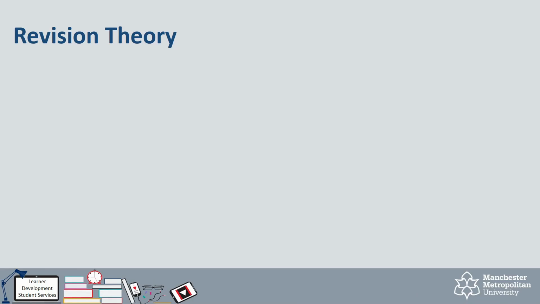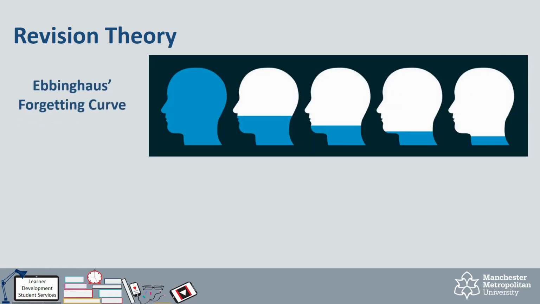Before we jump into successful practices specifically for maths and statistics, let's take a look at some of the revision theory that underpins any successful revision practices. The first that we're going to take a look at is Ebbinghaus's forgetting curve. Now, the forgetting curve just determines the nature of memory loss over time. It looks at the relationship into how information is forgotten at an exponential rate.